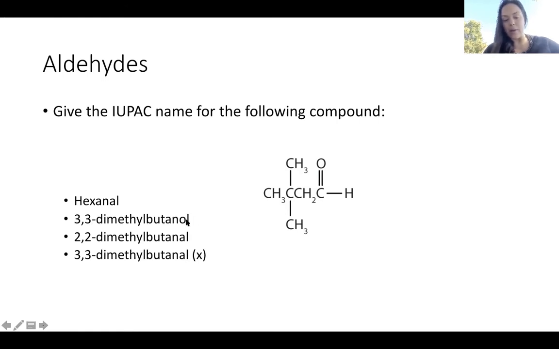And look, notice I have this second choice, this 3,3-dimethyl butanol, right? Notice the ending, OL, that would be for alcohol, an OH group. Remember, AL tells us aldehyde. And maybe some of you thought it might be 2,2 because if you started counting from the left, but we got to give the aldehyde the lowest carbon. So this is carbon 1, this is carbon 2, this is carbon 3.